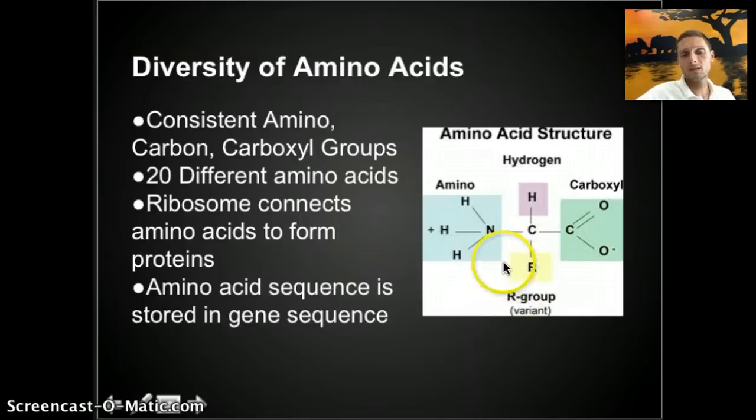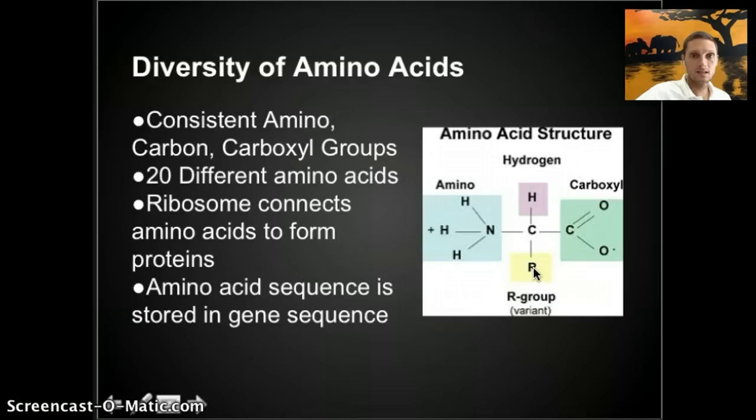What makes each amino acid different is what is attached here as the R group. And it could be as simple as another hydrogen being attached, or a CH3, a carbon and 3 hydrogens. What is attached here can change, and whatever is attached there makes that amino acid different. Life shares these 20 amino acids, and they're ideal for making a wide range of proteins.